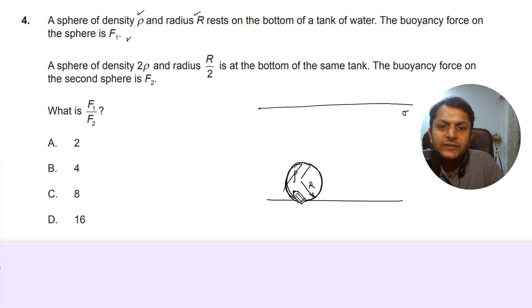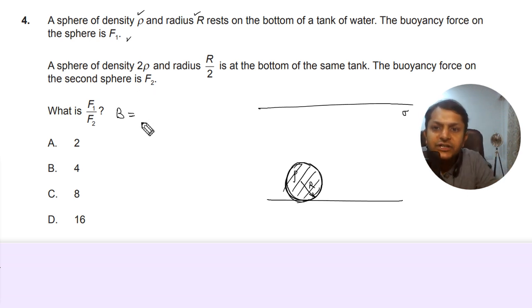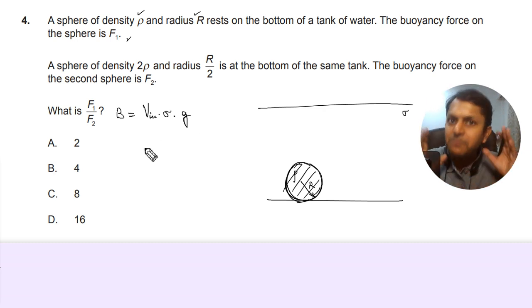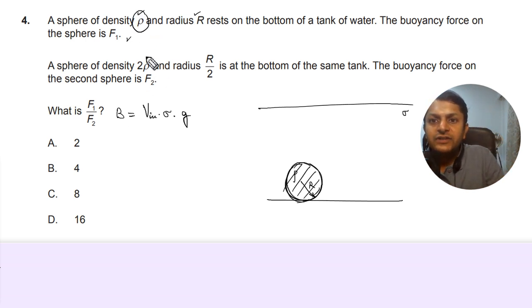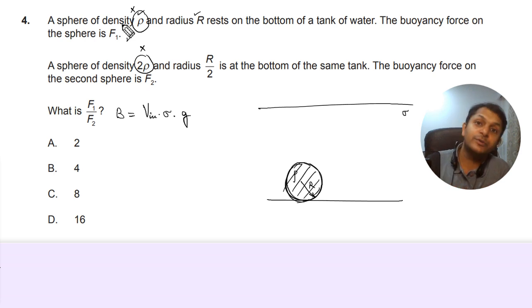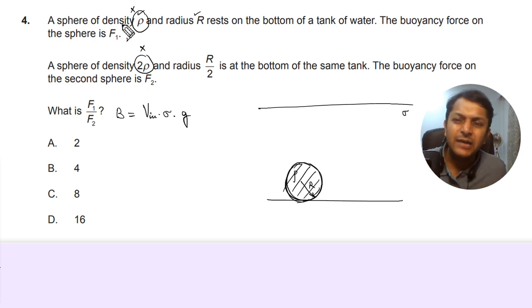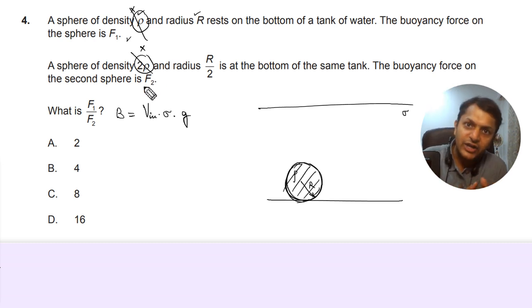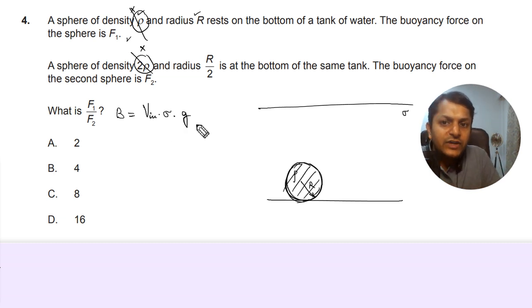So first of all, as far as the buoyant force is concerned, what is the expression for the buoyant force? The buoyant force is the volume of the body which is inside water into the density of water into the gravity. So it is not the density of the body. So density of body doesn't matter. So this density of body which is written here, rho and 2 rho, actually sits here only for confusion purposes. According to my experience, IB usually doesn't do these kinds of things, but this is a very tricky question. So they have given you an information which is not required in the question, which is extra information. So B is equal to V in into sigma into G.